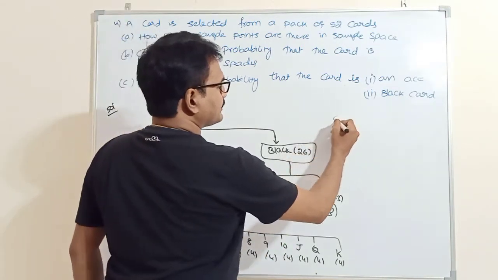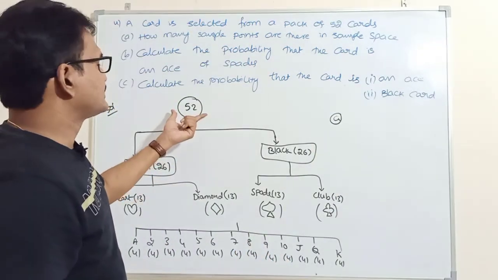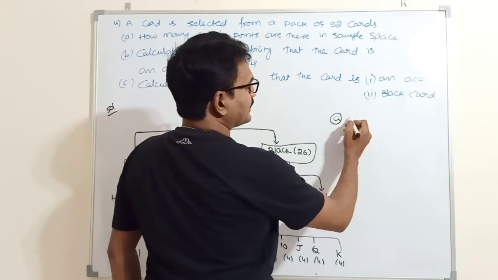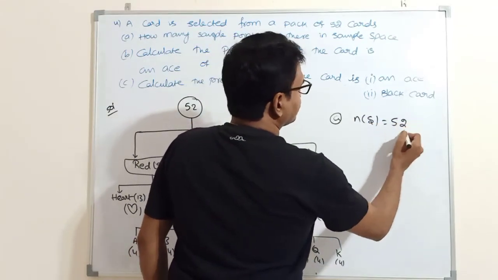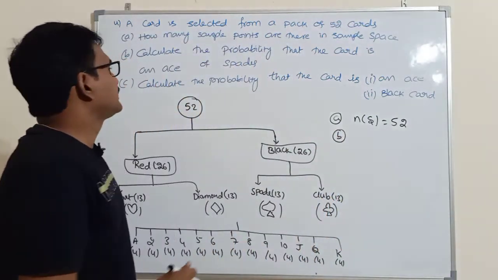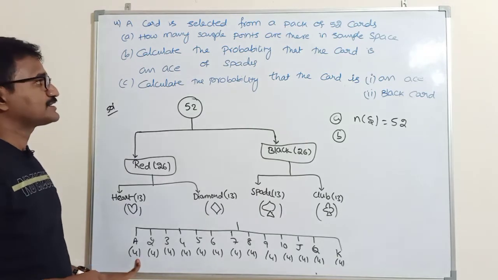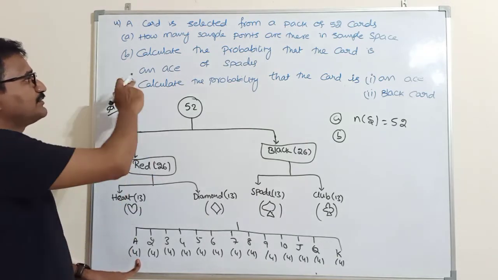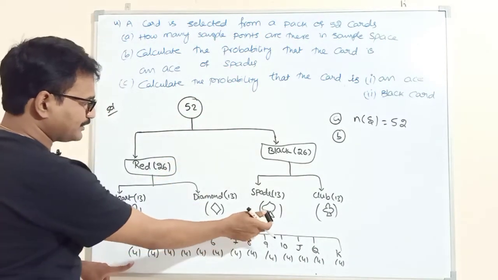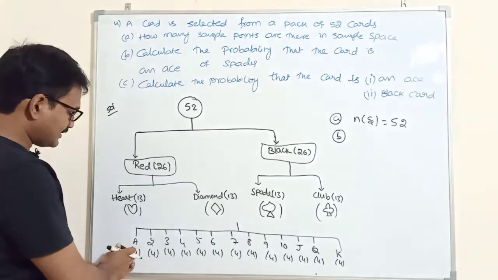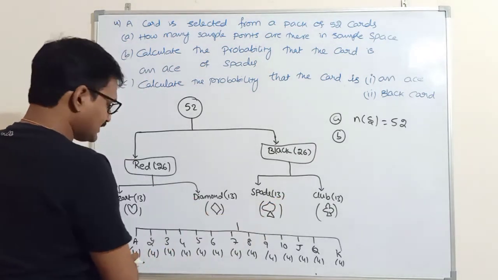Now if you come to the given question, what is the first problem? How many sample points are there in a sample space means, total number of cards, how many are there? 52. So therefore number of sample points are 52. Second question, calculate the probability that the card is an ace of spade. Number of ace cards are 4. Out of these 4 cards, with spade symbol, how many cards are there? Only one card. One is heart ace, one is diamond ace, one is spade ace, and one is club ace.